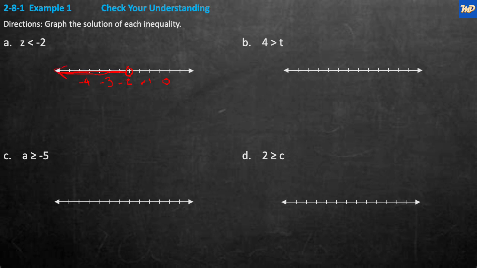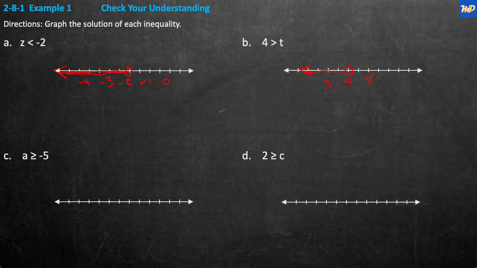Let's try this one. 4 is greater than T. So I'm going to start with 4 right here, 5 here, 3 here, okay? And if this is 4 and it's greater than, so we're going to have a circle. Whatever it is, we're putting a circle around the 4. And 4 is greater than T. So that means that T is less than 4. So we're not including the 4, and we're including every dot to the left.